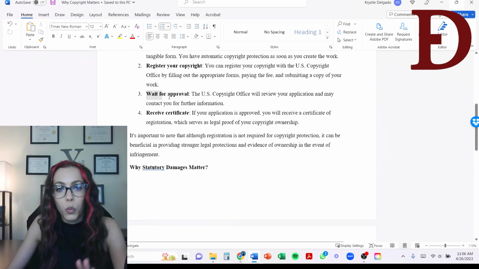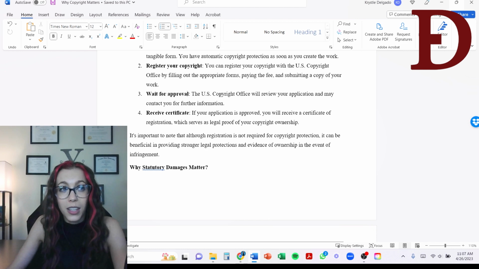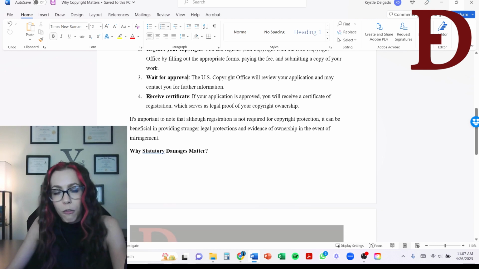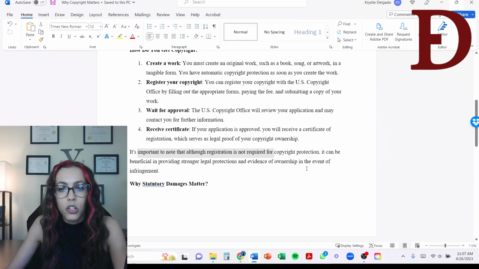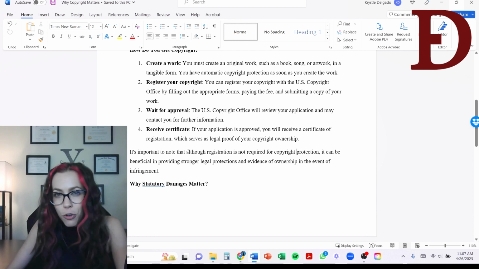And then three, we wait for approval. Right now, the Copyright Office is moving pretty quickly. We're getting registrations back in 3 to 4 months, but there was a time not too long ago when it was taking 9+ months to get a certificate back. Then four, we'll actually get the piece of paper back, your certificate saying not only that you're the owner, but now we can do something with it. It's important to note that although formal registration is not required for copyright protection, it's obviously beneficial for reasons we're going to continue discussing.